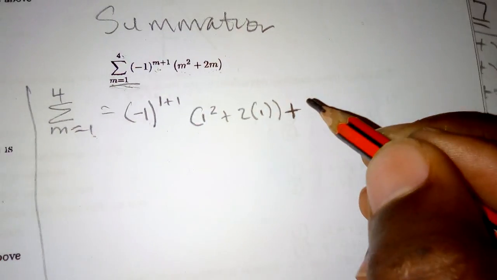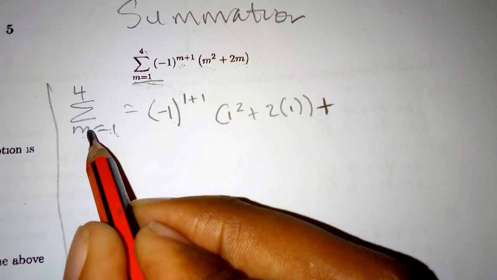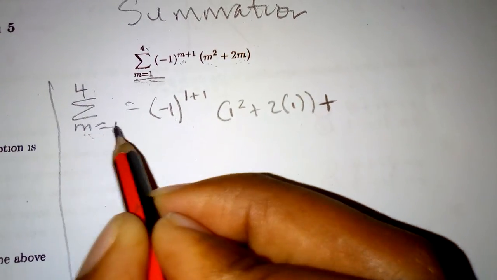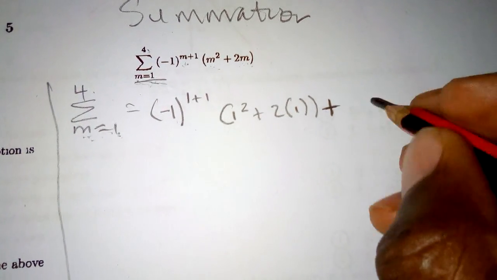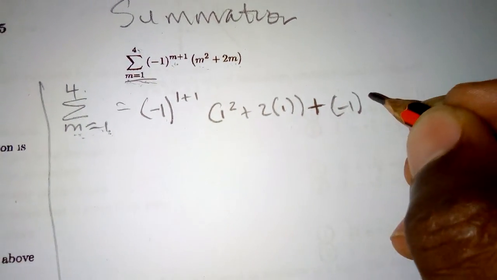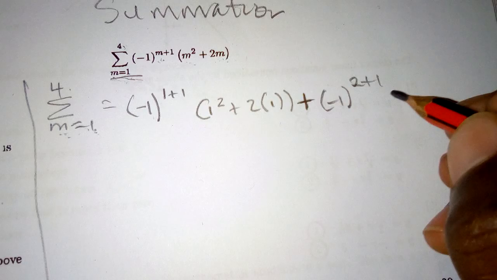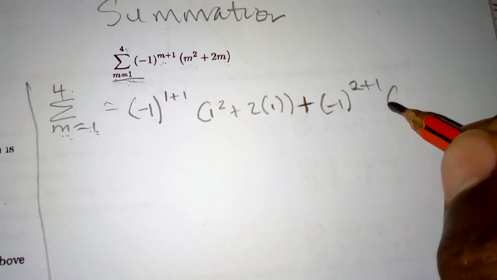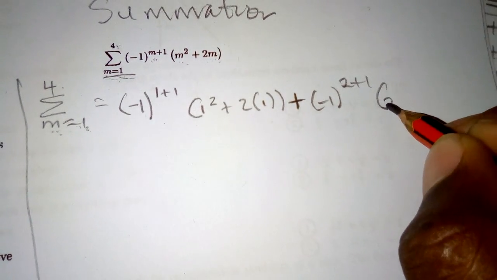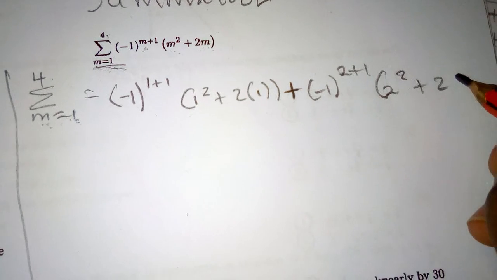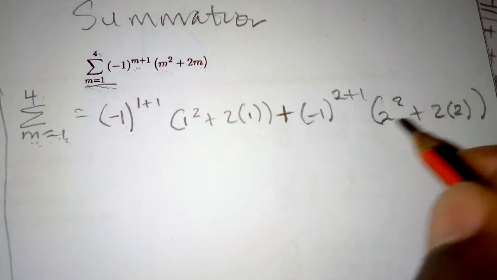And I'll say plus. So now I finished m equals 1, so I'm going to go to m equals 2. Remember, I'm doing from m equals 1 to m equals 4 because my starting point is 1. So wherever there is m, now I'm going to substitute using 2. So I'll say it's -1 to the power of m plus 1, so to the power of 2 plus 1. And then I'll open the bracket and say it's m to the power of 2. Now remember, I'm substituting using 2, so it's 2 to the power of 2 plus 2 times m. My m is 2, so I'm going to say 2 times 2, close the bracket.